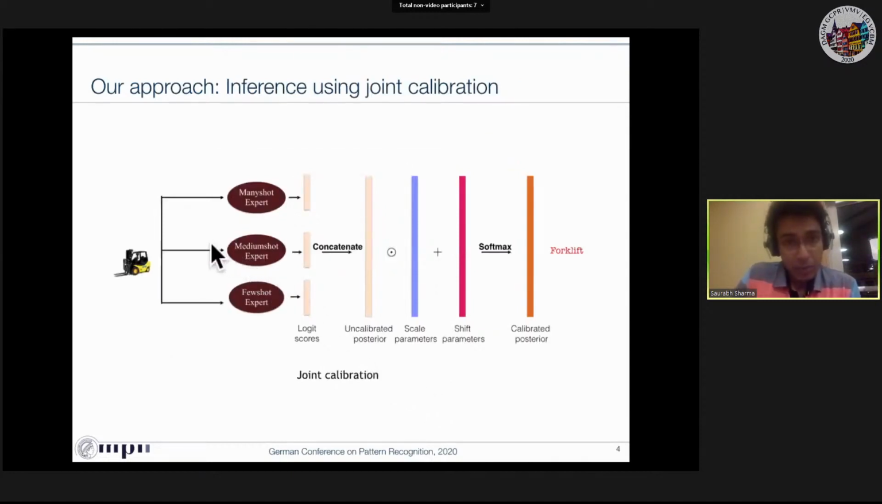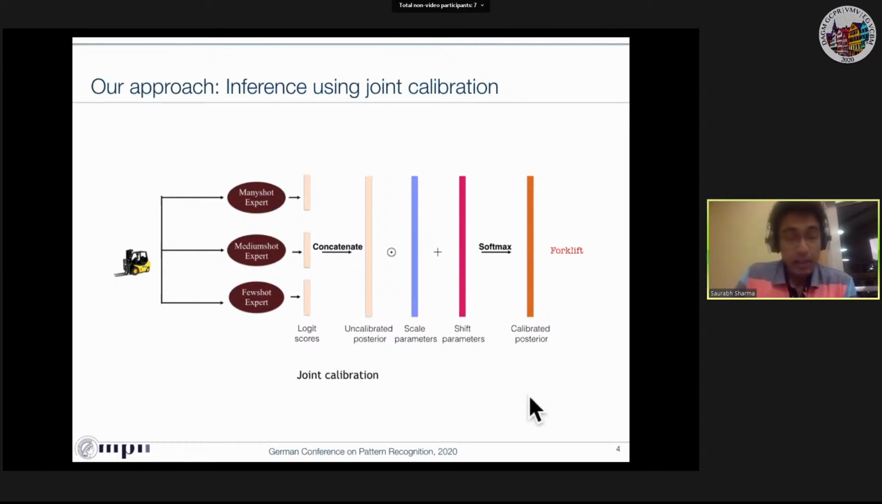Our inference proceeds as follows. We feed our test example through each of the expert models, and each expert model gives us logit scores corresponding to the classes that each expert is trained for. We concatenate these logit scores and get an uncalibrated posterior, which means that these 3 experts can have different amounts of confidence in their predictions. So we must do a joint calibration. We learn scale and shift parameters. The scale parameters are multiplied element wise with the posterior, and we add the shift parameters to that, and we take a softmax and we get our calibrated posterior. We learn the scale and shift parameters on the validation set, and we use this inference module on our test set.